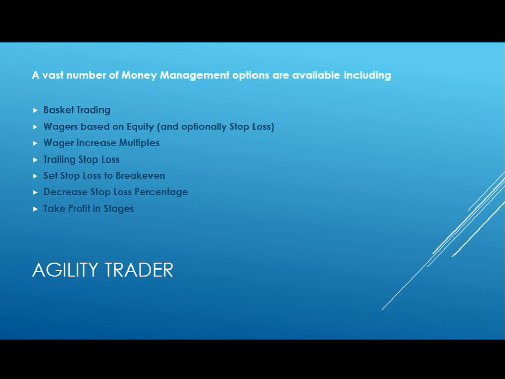Previously, there has not been too many concepts introduced through an Expert Advisor to basket trade, but we now have this built into the Expert Advisor itself. Wagers can be based on equity or optionally equity and stop loss, and that simply means that if you have a low stop loss and you're using a certain percentage of your equity, your wager will increase with the lower stop loss. Wager increased by multiples with successive losing trades. Once again, that will be discussed in the PDF help file.